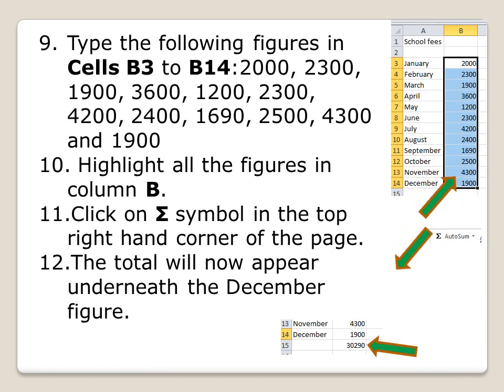Next step, in the cells B3 to B14, type the following figures. These are the school fee figures for the year. Then we're going to use our magic tricks, because we have a lot of those, to add up all those figures automatically. So highlight all the figures in column B, and then at the top of your screen you'll find a strange symbol. Click on it and it will automatically add all the figures in that column, and the total will appear underneath the December figure.